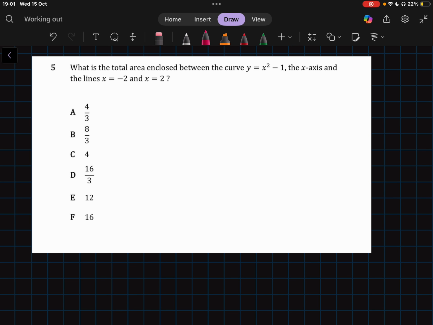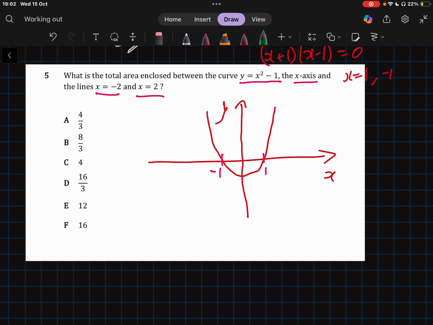It's going to be your y-axis, there's going to be the x-axis, and we're going to have y equals x squared moved down by 1, so it's just going to be like that. Now also, let's just really quickly find the root of this equation. We're going to have x plus 1, x minus 1 equals 0, so we're going to have x equals 1 and minus 1. So over here, we're going to have x equals minus 1, and over here we're going to have x equals 1.